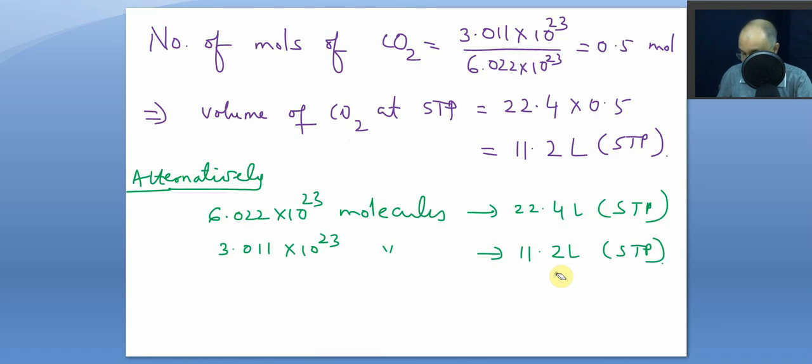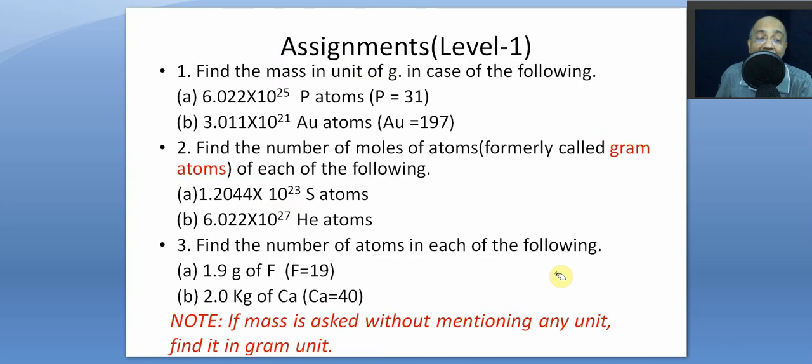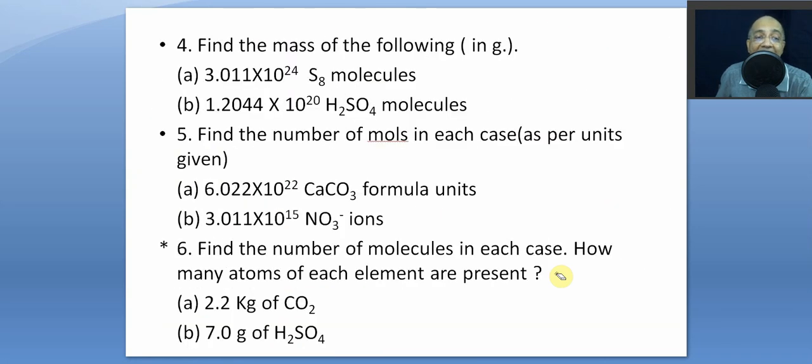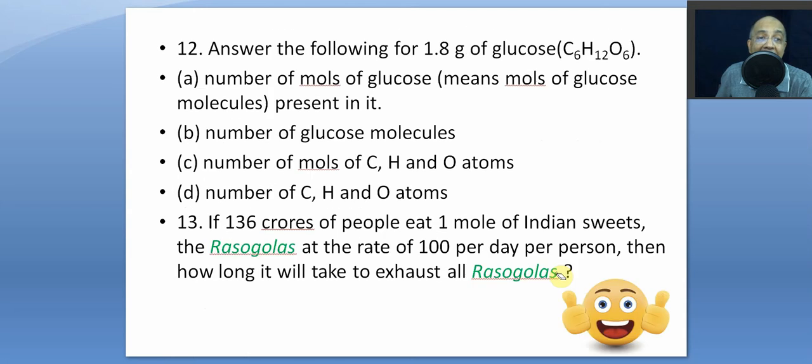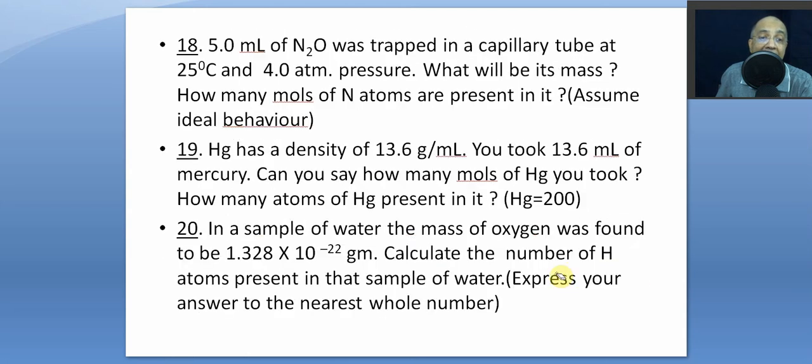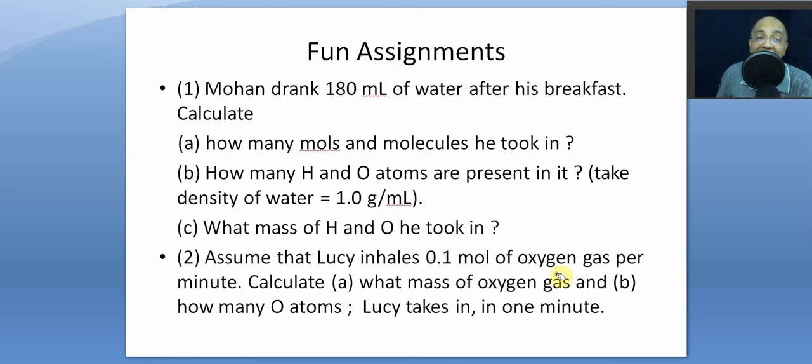Thus we come to the end, and I have given you level 1 now, containing 20 problems and some fun assignments where you will be asked to find, supposing you drank 180 ml of water, how many moles you drank, how many molecules, how many hydrogen atoms you drank, oxygen atoms, what mass of hydrogen, same thing but in a funny manner.